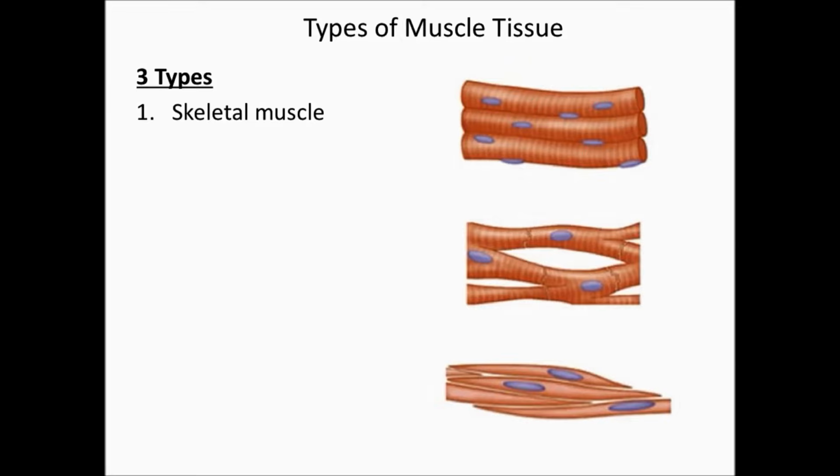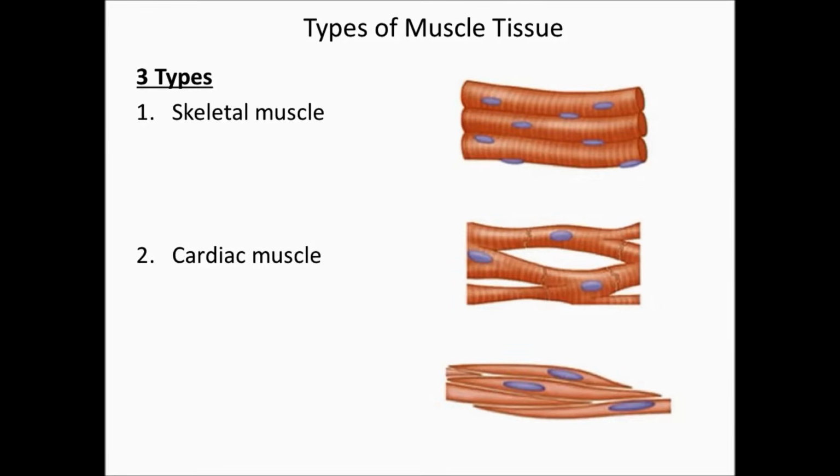The second type of muscle tissue is cardiac muscle. Cardiac muscle is found within the heart, and when cardiac muscle contracts, it causes the heart to pump blood. Cardiac muscle cells are oddly shaped. They are branched. They are also uninucleated, meaning they only have one nucleus. Each cell of cardiac muscle is separated by intercalated discs.